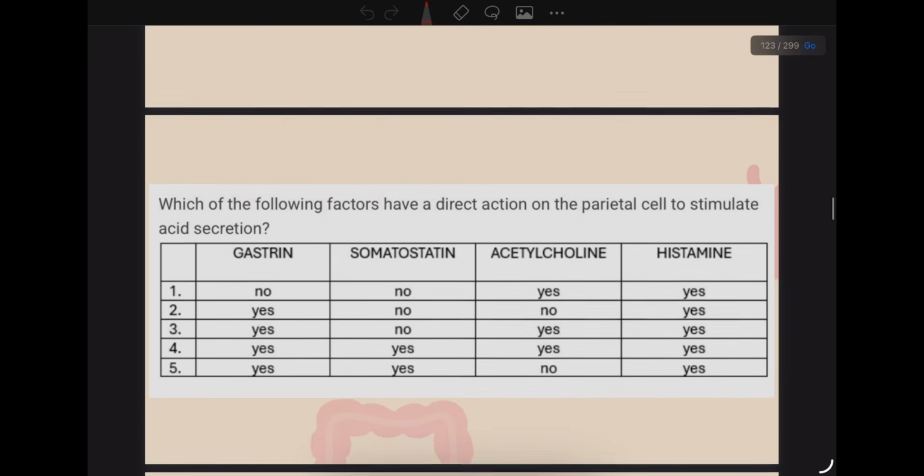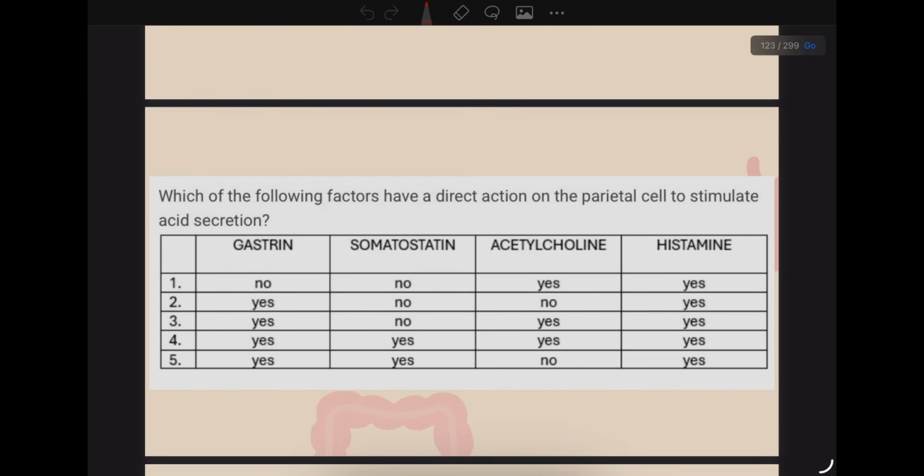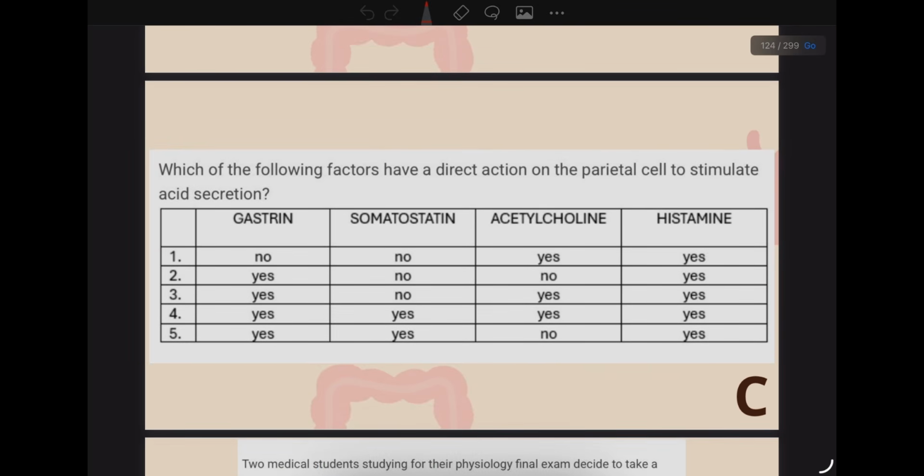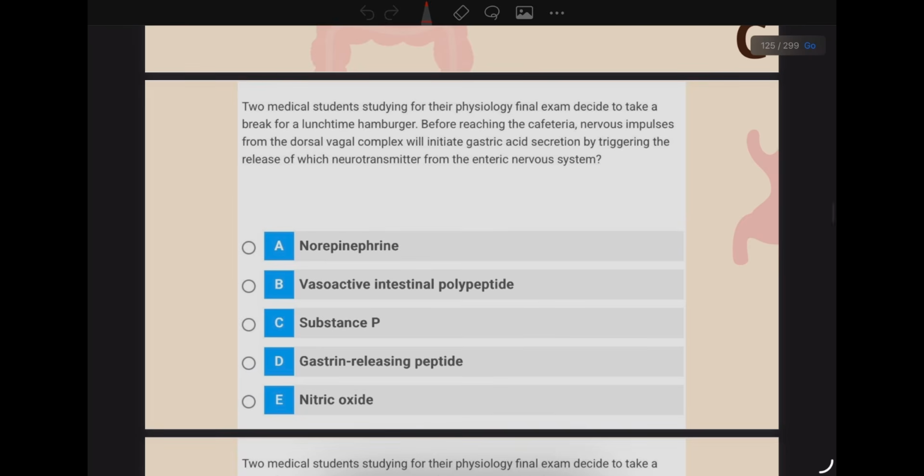Questions? Which of the following factors have a direct action on the parietal cells to stimulate acid secretion? It's C. Gastrin, acetylcholine, and histamine. They all stimulate secretion. Somatostatin is a no because it inhibits. Very easy.